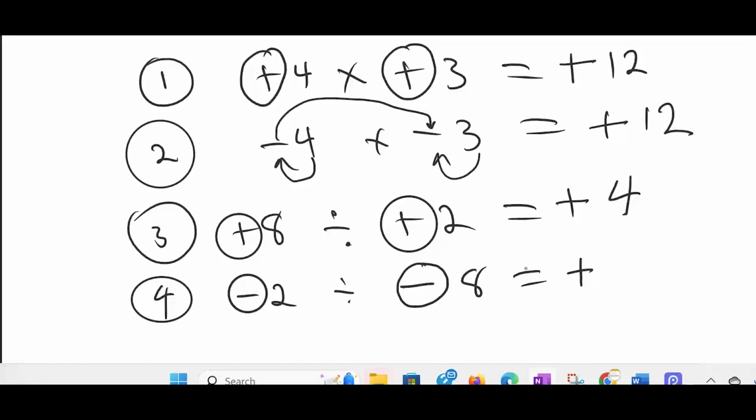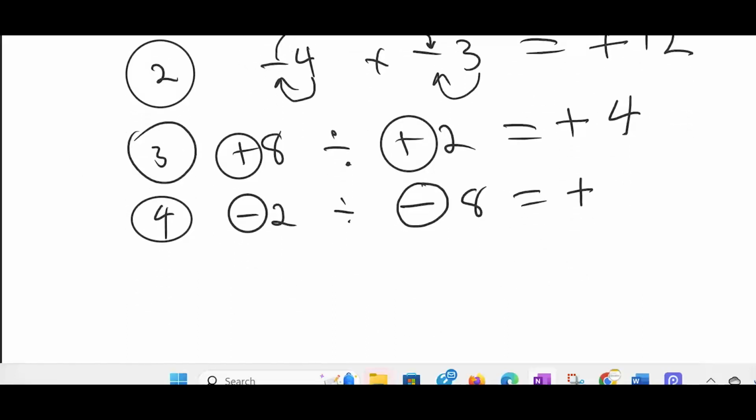Students are fond of writing 4 here. Look at what you have here: 2 divided by 8. 2 goes in 2 once, 2 goes in 8 four times. So the answer will be positive 1 out of 4 and not 4. You need to be very careful when you are dividing 2 by 8. Students are fond of writing 4, which is not true.